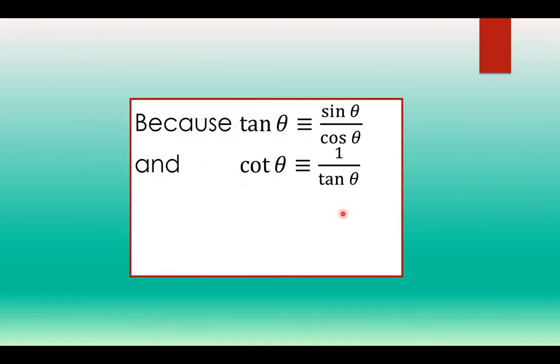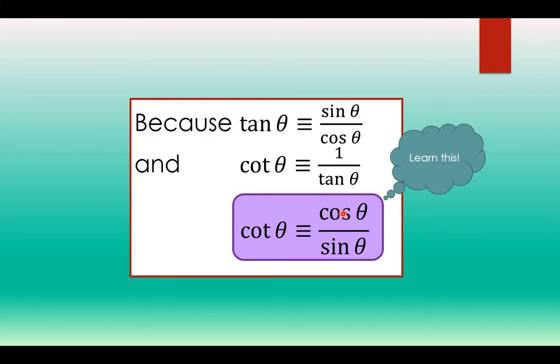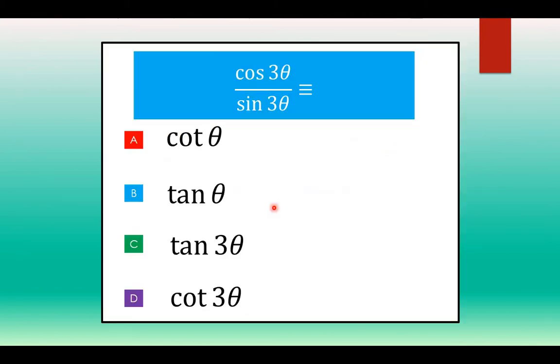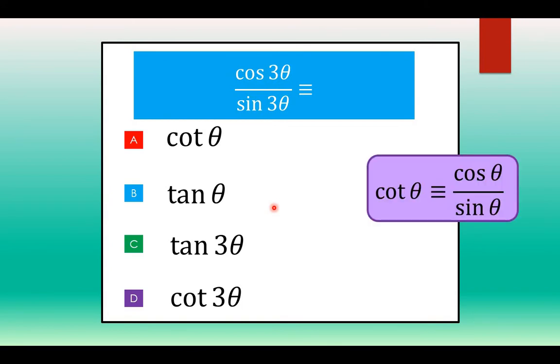Okay, let's see where it comes from. Because tan is sine over cos, and cot is the reciprocal of tan, if we just take the reciprocal of sine over cos, we get a new identity that you need to learn. So the next set of questions are going to make use of this. See how you get on. The input has changed this time. Okay. We have to match that input in our identity.